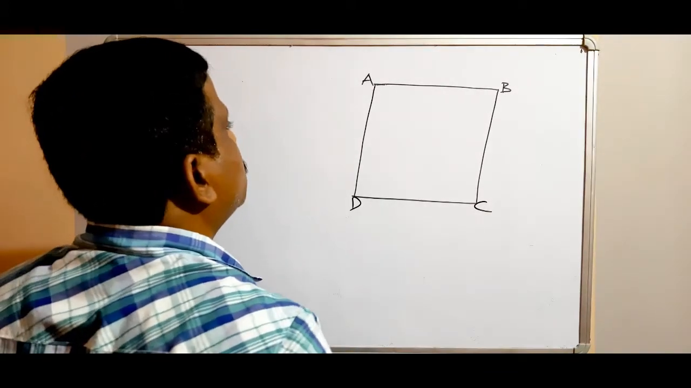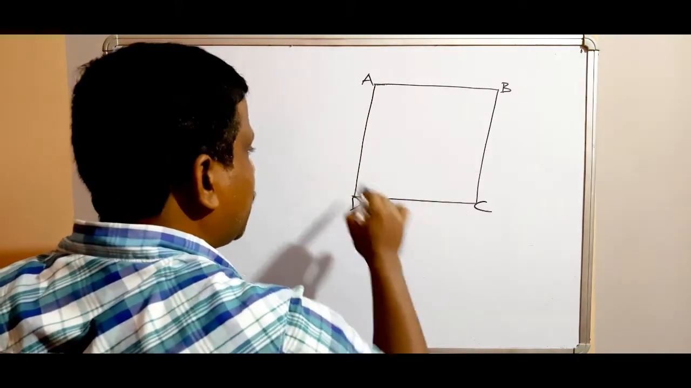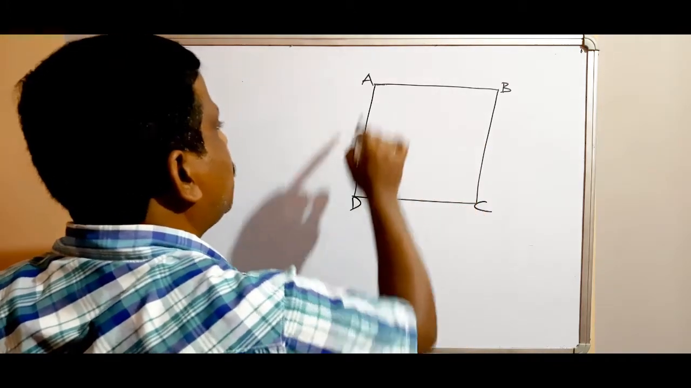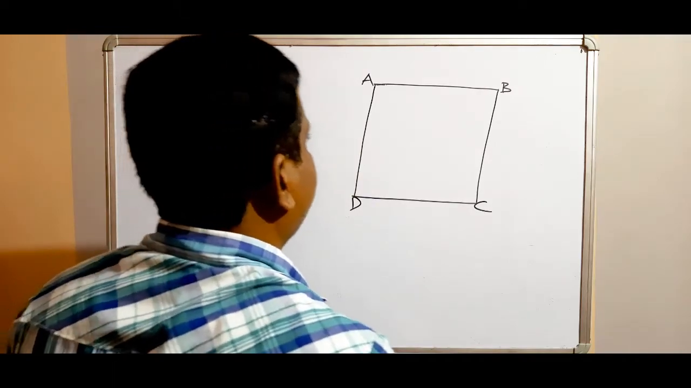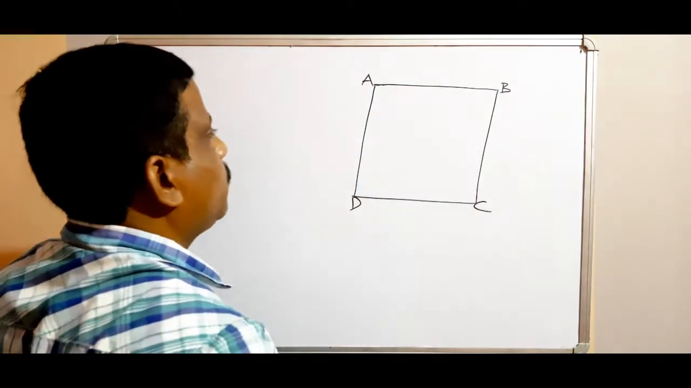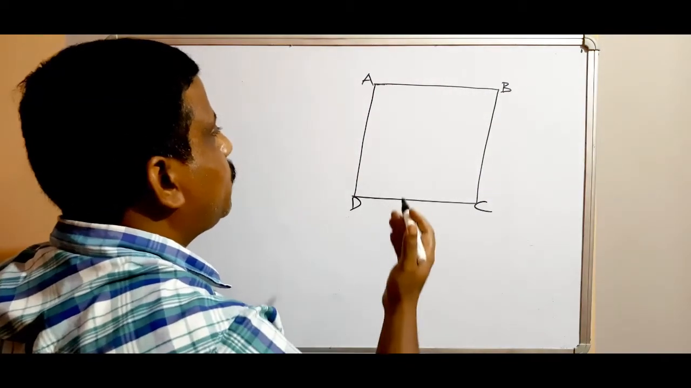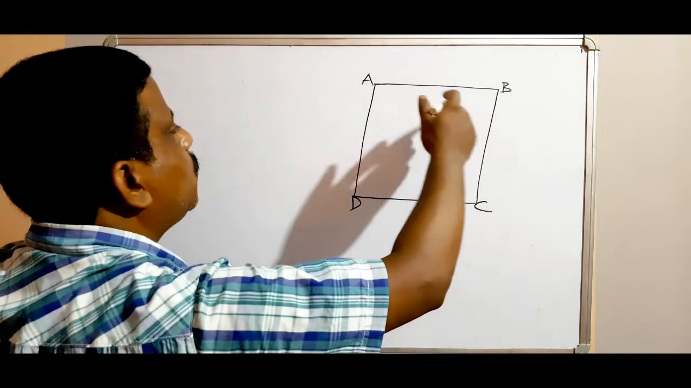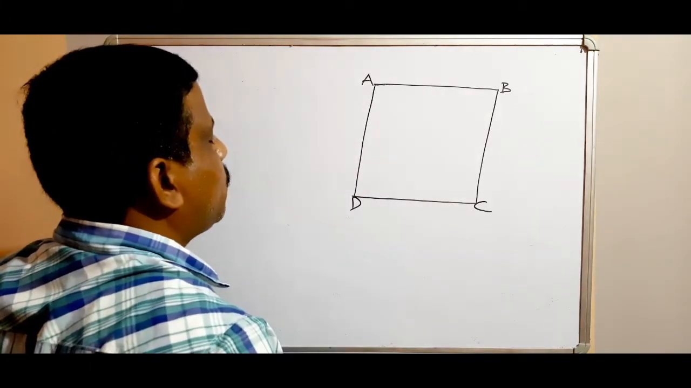ABCD is a rhombus in which all sides are equal. AB is equal to BC, equal to CD, equal to AD. All sides are equal, but all angles are not equal. Understood? Angles may be equal or may not be equal. Clear? So in a rhombus, all sides are equal.